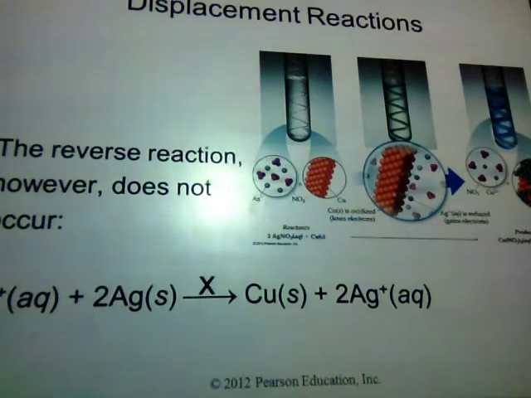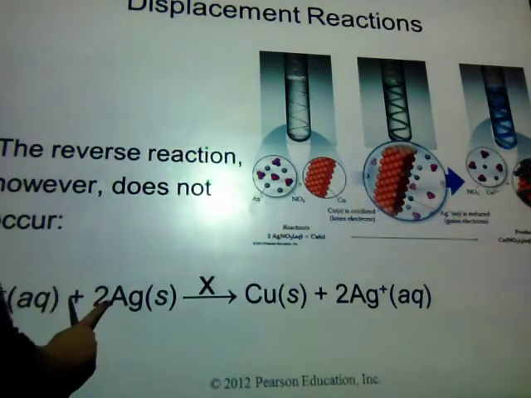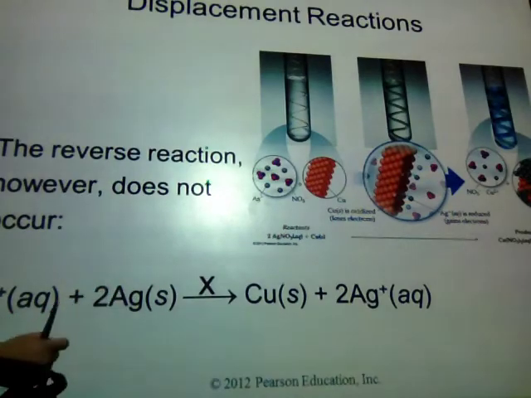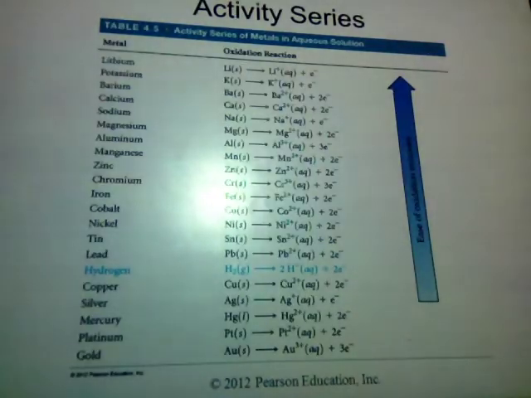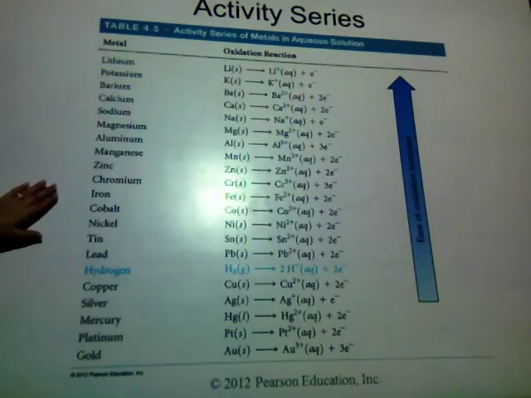Okay, if we reversed this reaction, it actually wouldn't happen. So if I had copper 2+ with silver that had an oxidation state of 0, this will not occur. But why is that true? We have to use something called the activity series of metals. And this is my activity series of metals.